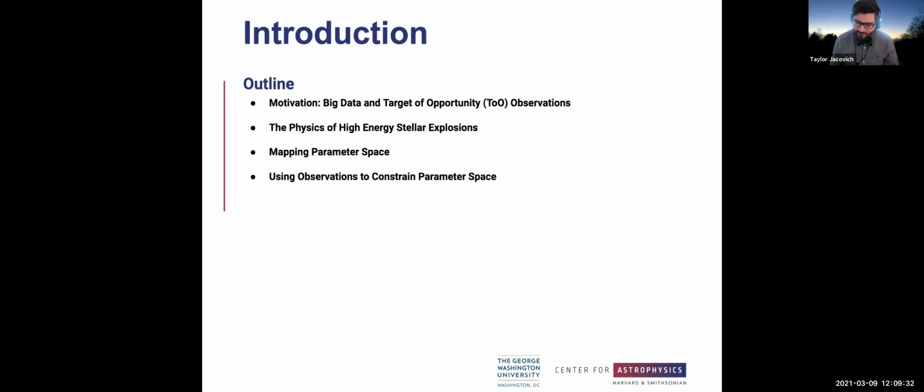So to start, I'm going to give you a little motivation, like why are we interested in these broader parameter spaces? What's sort of pushing us to look at modeling in the way that we're going to talk about. And then from there, we're going to talk about the physics of these particular objects, at least as it pertains to generating these parameter spaces. We're going to look at them each individually, walk through their physics, mapping the parameter space, and then using observations to figure out what part of the modeled parameter space is actually related to physical objects.